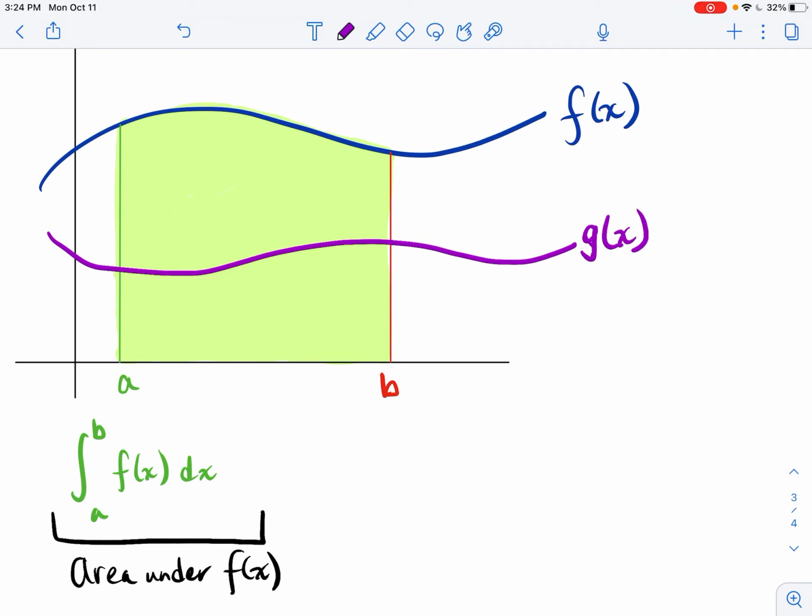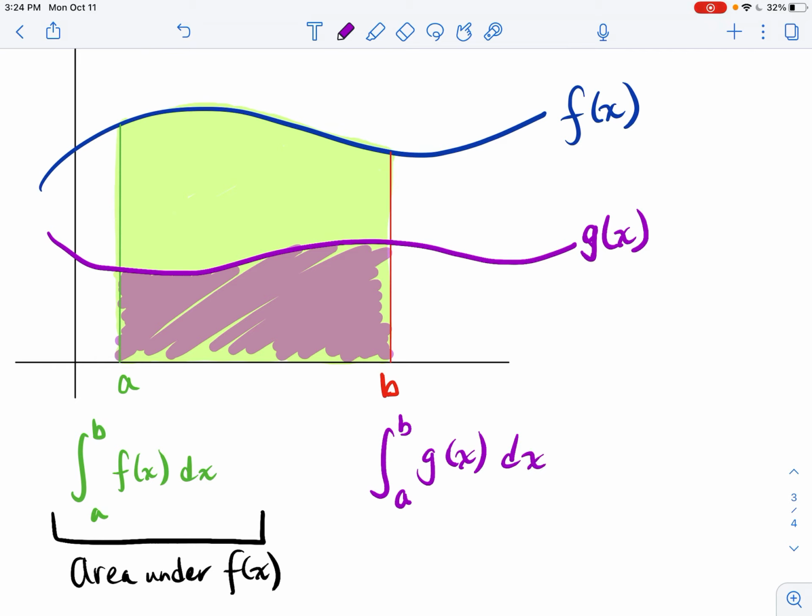Okay? And so here now, if I wanted to find the area underneath g of x, I could go ahead and just shade in the same region under the same interval. So let me just go ahead and shade this in. It's not going to be super precise here, but you get the idea. So if I now integrated from a to b for this function g of x, I'm going to get the area underneath g of x. We're just doing the same thing with a different function now.